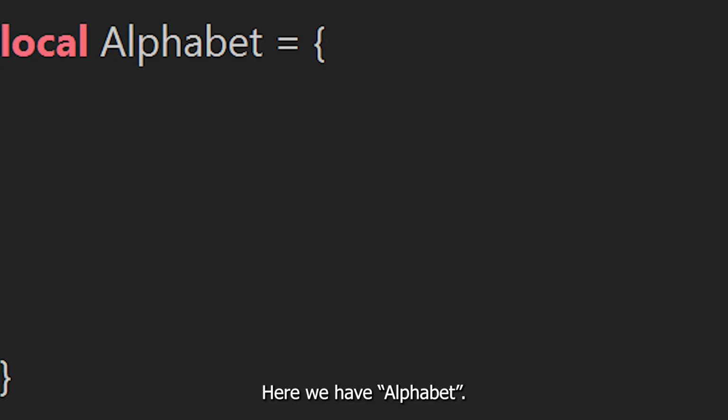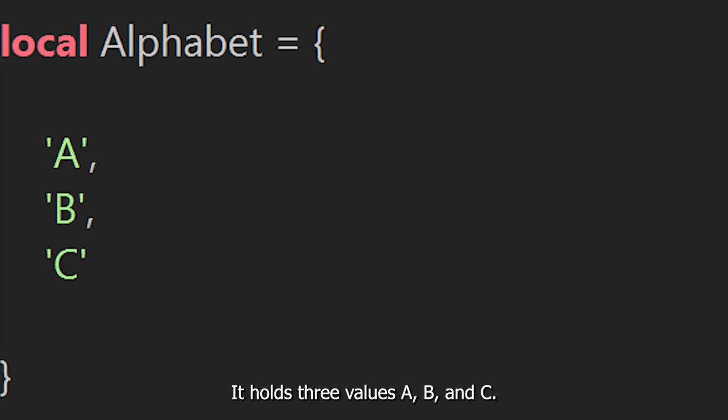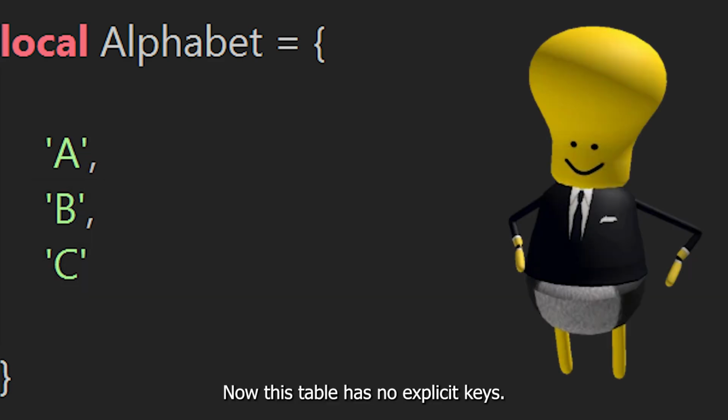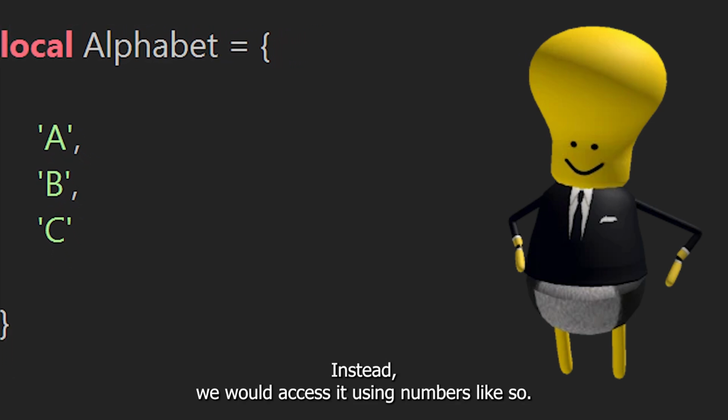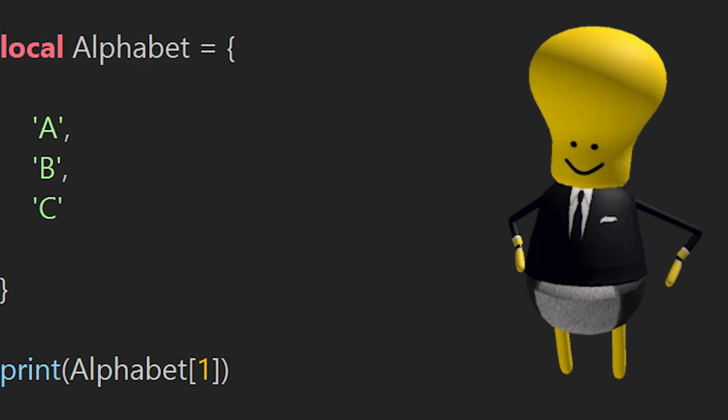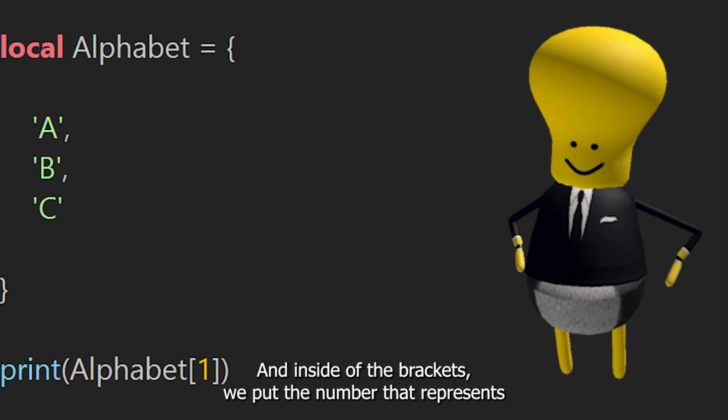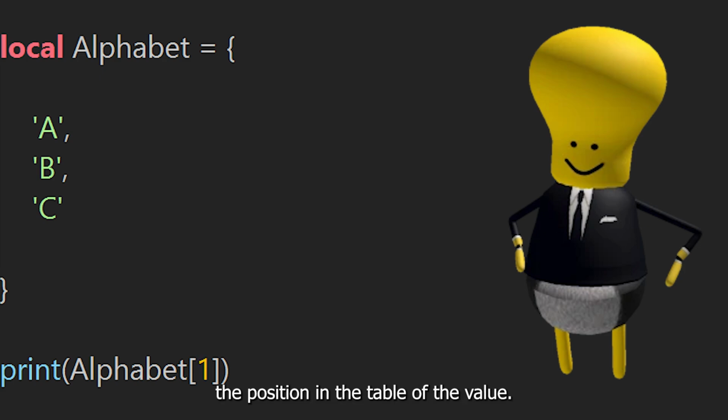Here we have alphabet. It holds 3 values, A, B, and C. Now, this table has no explicit keys. Instead we would access it using numbers, like so. The table's name/identifier, brackets, and inside of the brackets, we put the number that represents the position in the table of the value you're trying to access.